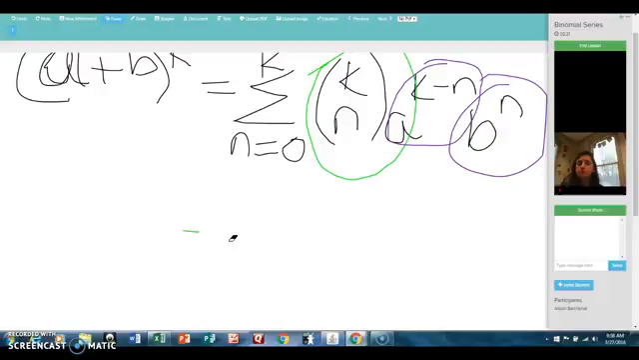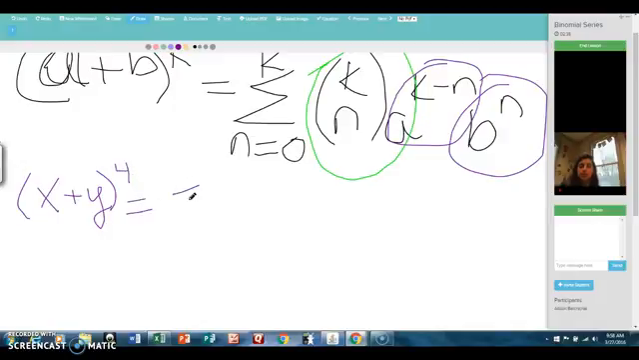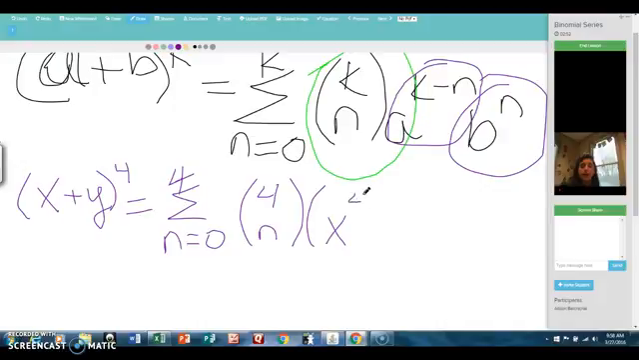So what we're going to do is expand x plus y to the 4th power using this binomial series expansion. So here's what the formula is going to look like, starting with 0, going to 4. 4 things chosen n at a time, x to the 4 minus n power, and then y to the n power.